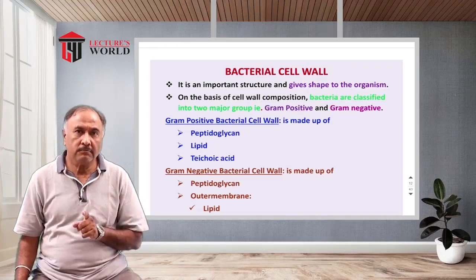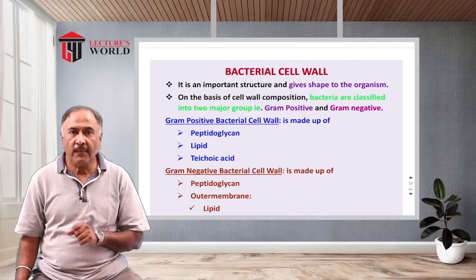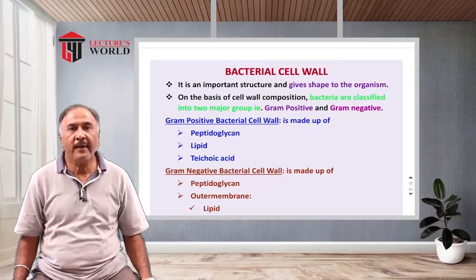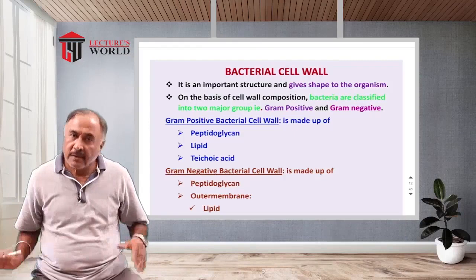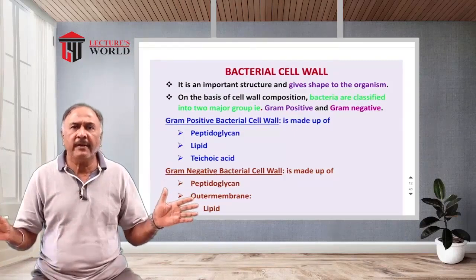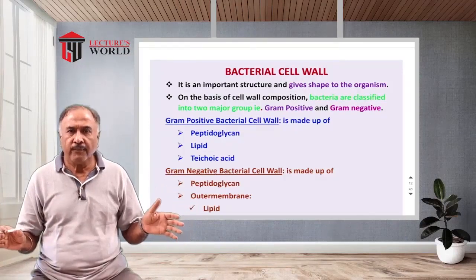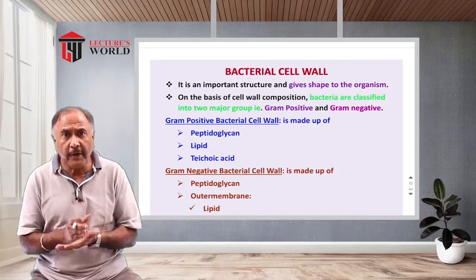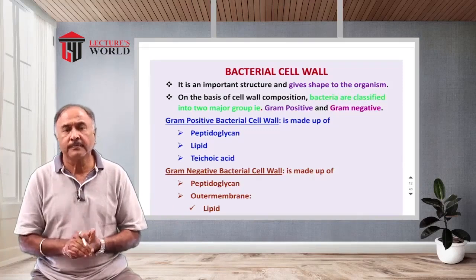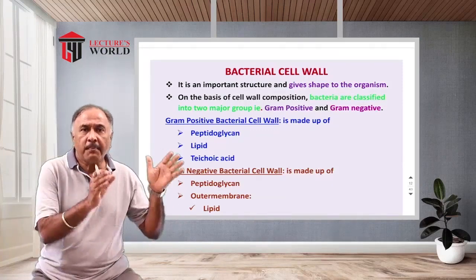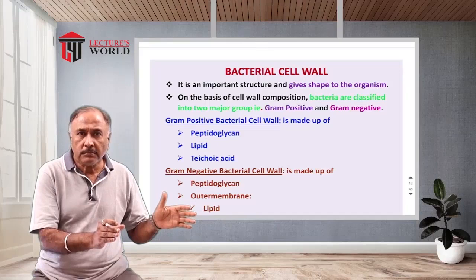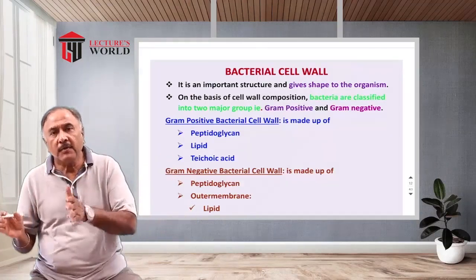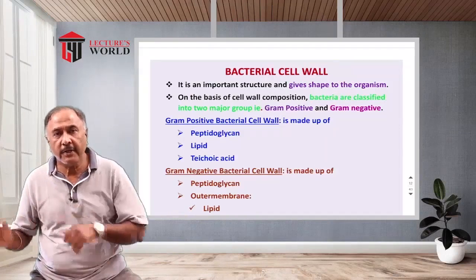The cell wall of bacteria is of two types. On the basis of that, the entire bacterial population, all species, can be differentiated into two groups. One is known as gram-positive bacteria, and the other one is known as gram-negative bacteria.